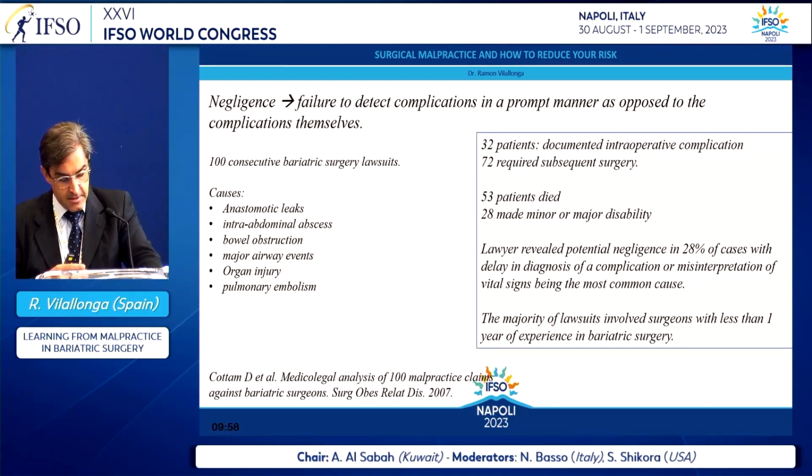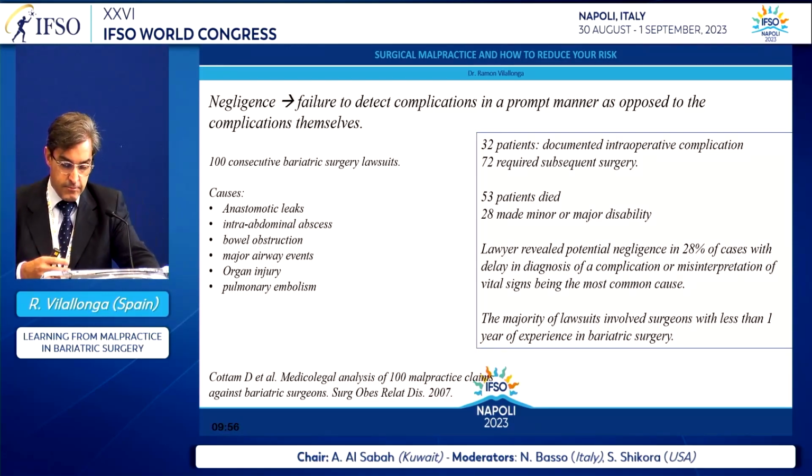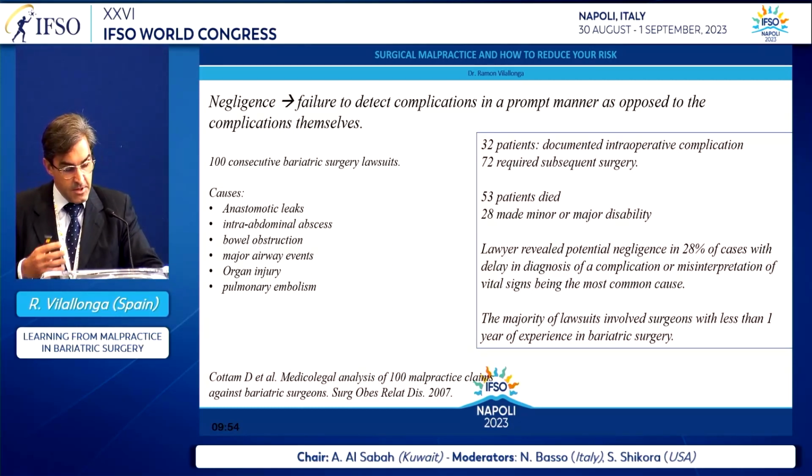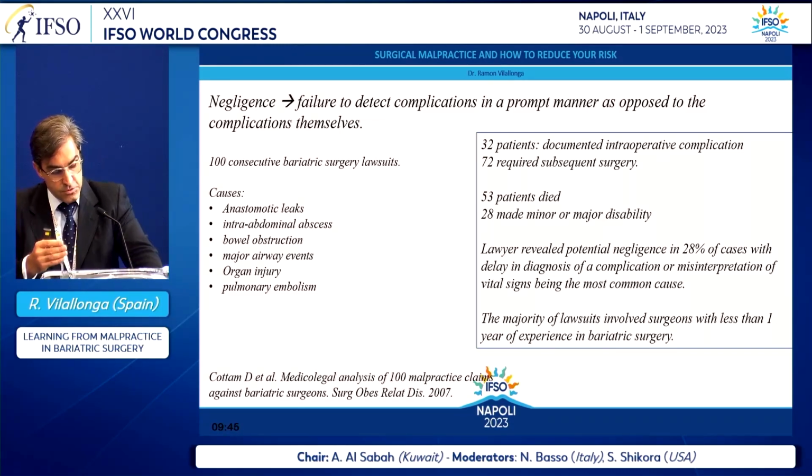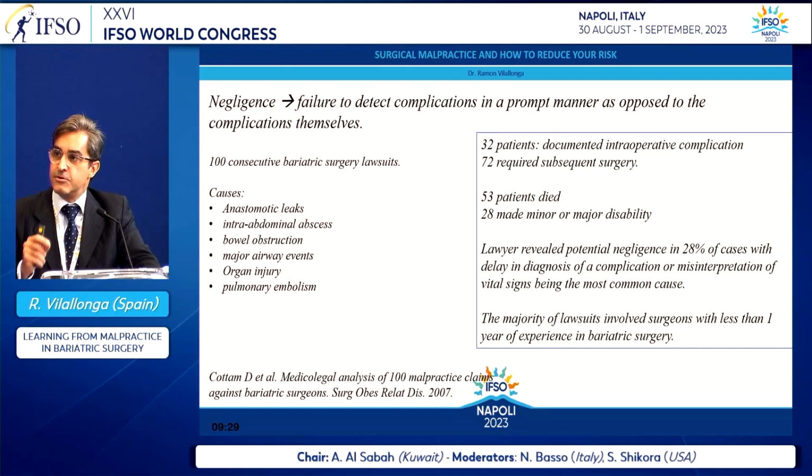When they analyzed, Dr. Cottam, in a paper published in 2007, looked at the initial concept of negligence, the failure to detect complications in a prompt manner. They saw that most of the causes were intraoperative complications, anastomosis leak, intra-abdominal abscesses, bowel obstructions, but especially they found that the primary procedure had documented any type of complication. So you start your complications with intraoperative complications.